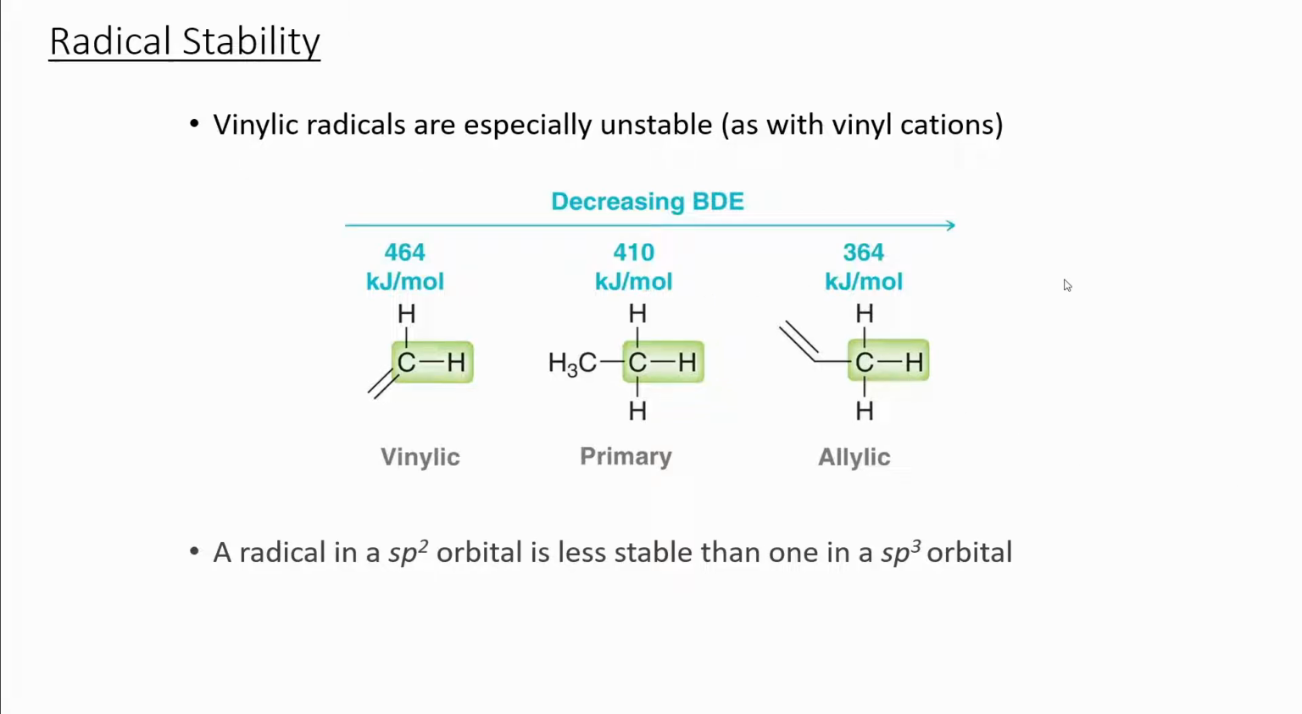The stability of a vinylic radical also mimics a vinylic cation. The carbon-hydrogen bond of an sp2 carbon at a double bond has a higher bond dissociation energy and forms a less stable radical.